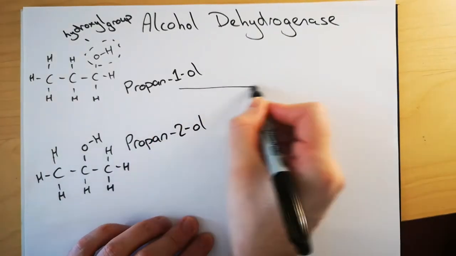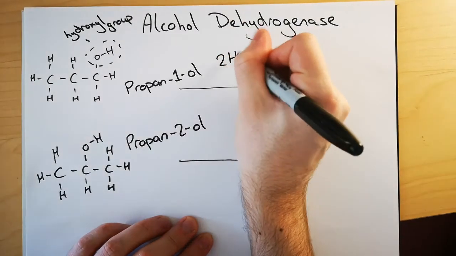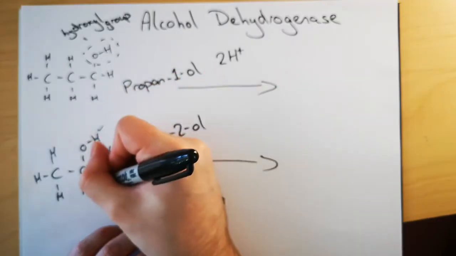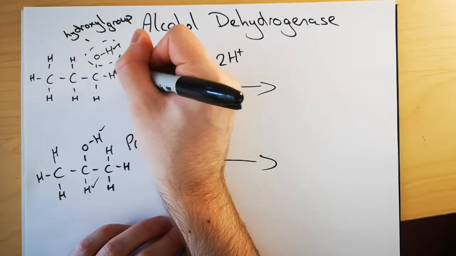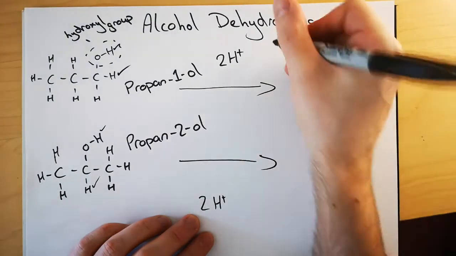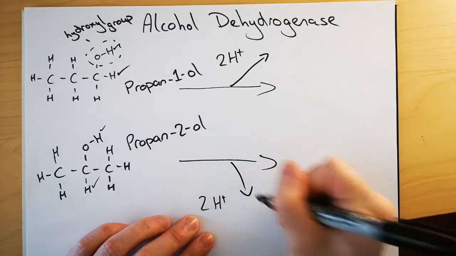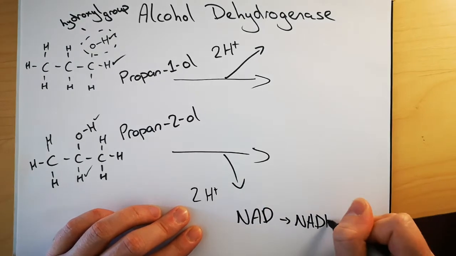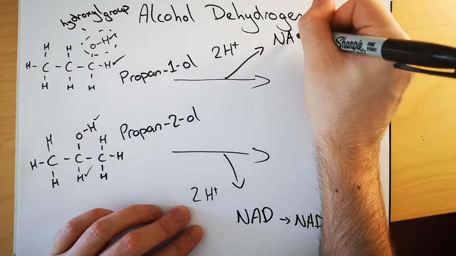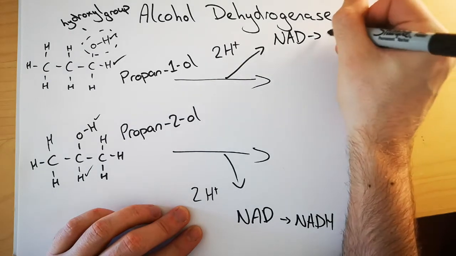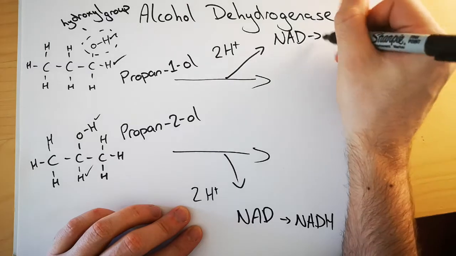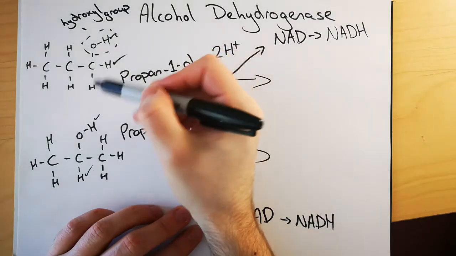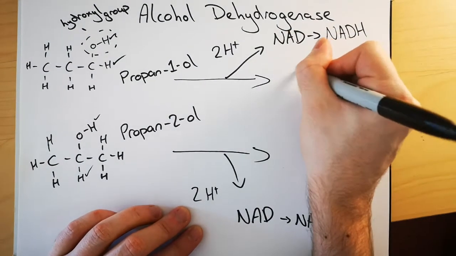Now, the dehydrogenase is going to remove 2 protons, H positive ions. So this hydrogen here, and in this example, this hydrogen here and either one of these hydrogens here. It's going to remove 2 hydrogens. Those hydrogens are probably going to find their way onto NAD, becoming NADH. You might remember that from Higher, where we covered respiration. You saw NAD as the hydrogen carrier in respiration.